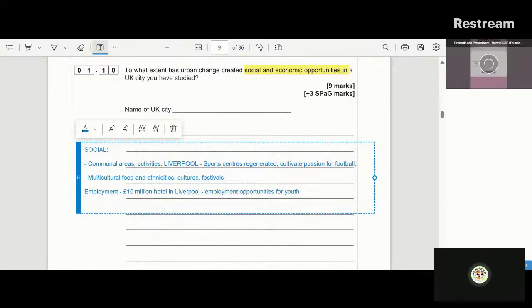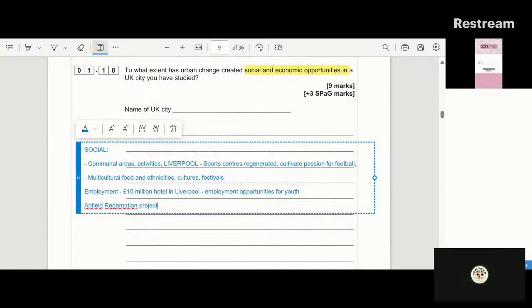You can talk about this for the regeneration project. So if you want to mention the Anfield regeneration project, that will be the Liverpool one. You can talk about the Olympic Park regeneration project if you also wish to do that.